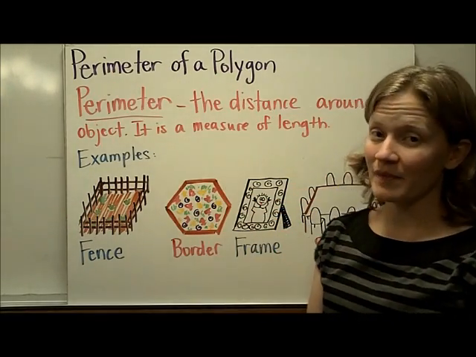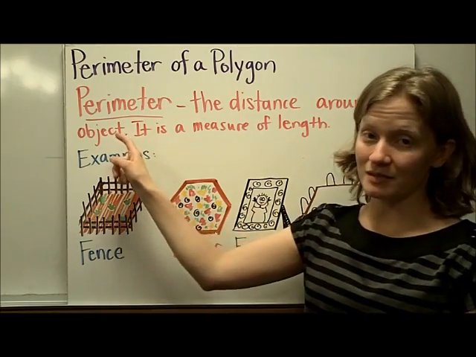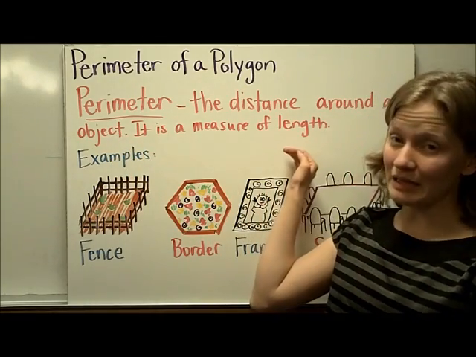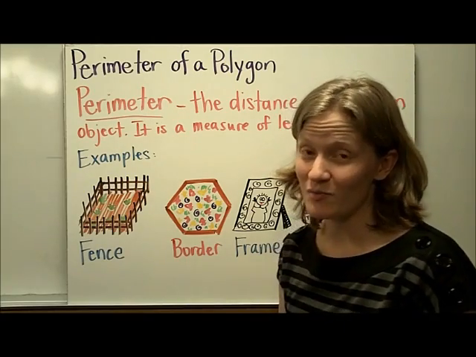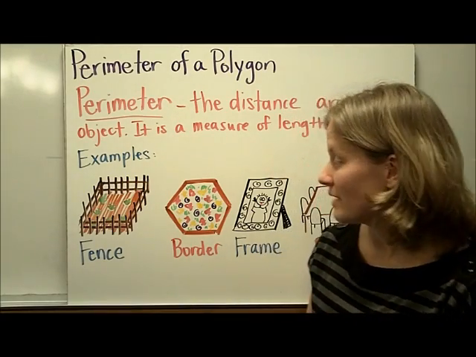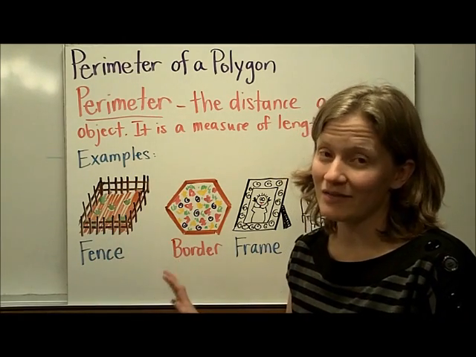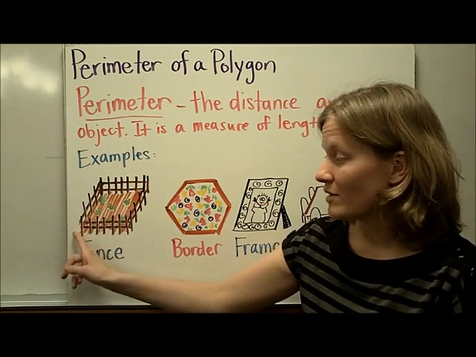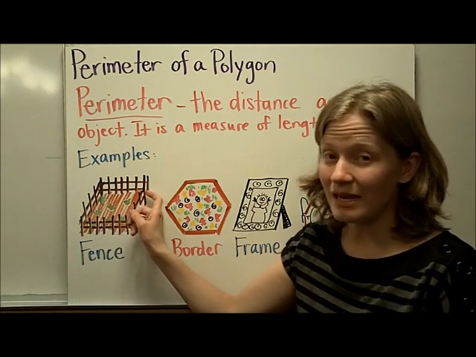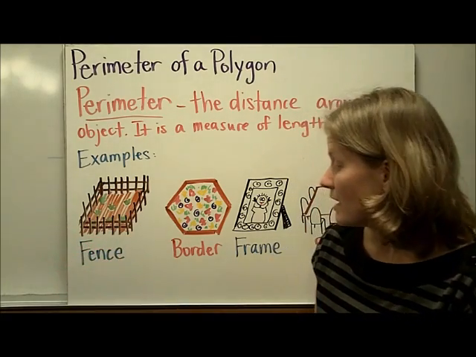Perimeter of a polygon. The definition of perimeter is the distance around an object, and perimeter is measured in length. So first let's start with a couple of real-life examples of where you might actually want to know the perimeter of something. If I was going to build a garden in my yard, I would definitely have to put up a fence because we have so many deer, and I need to know the perimeter, or the distance around the outside of my garden, in order to know how much fence I needed.